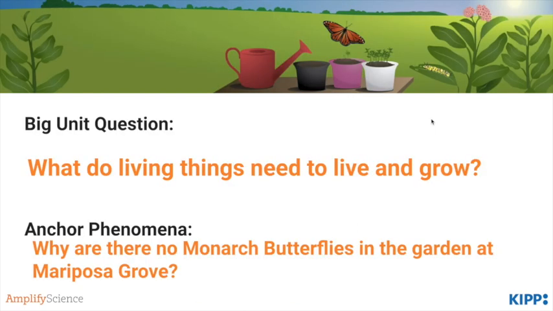Our big unit question is, what do living things need to live and grow? And our anchor phenomenon, the problem of the unit that students work on to help them answer this question, is: why are there no monarch butterflies in the garden at Mariposa Grove?